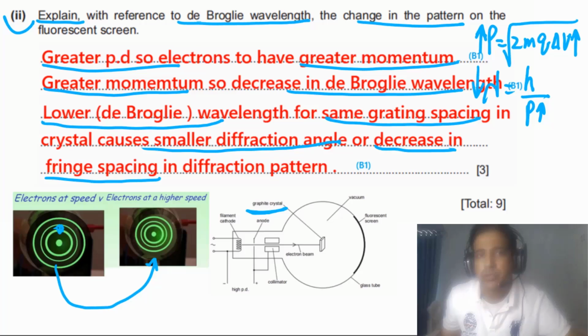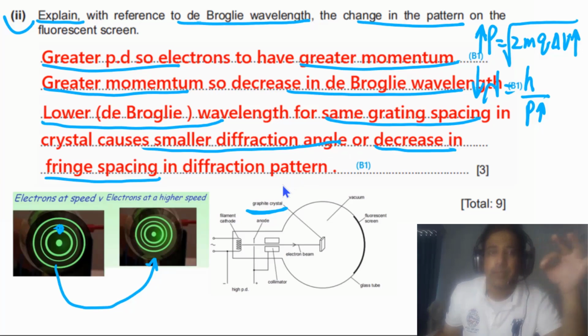So these points you need to write down. These are kind of standard points, so it's good to master them. You can start with momentum, then you can go to lambda, then you can say if lambda is small, fringe spacing will decrease.